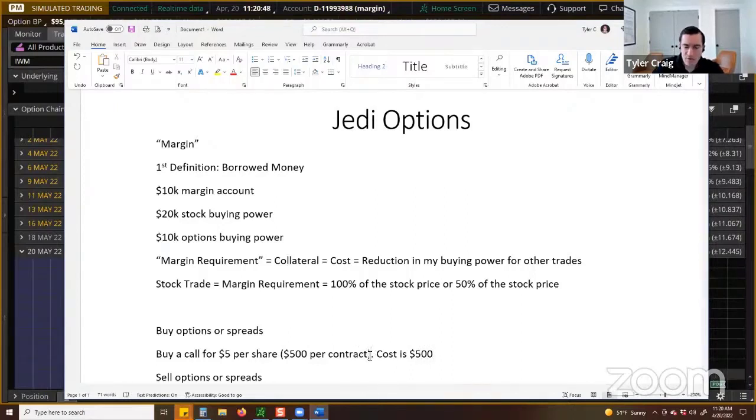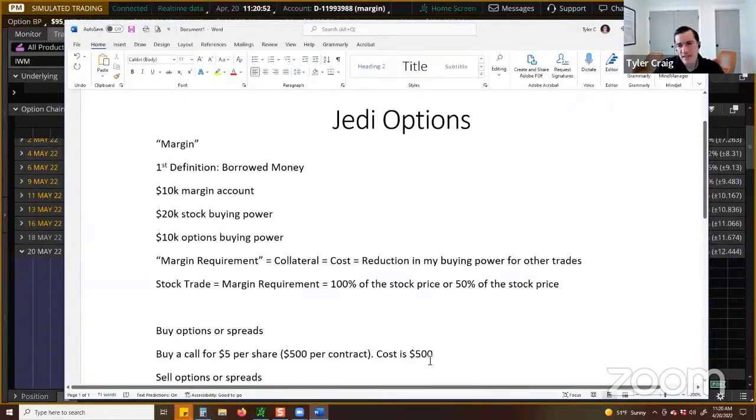Now, is that collateral? No, it's not collateral. You're not taking $500 and setting it aside. $500 is going out of your account. You bought something. The call comes into the account, the $500 goes out of the account, and so they're not going to track a change in collateral over time for this long call.